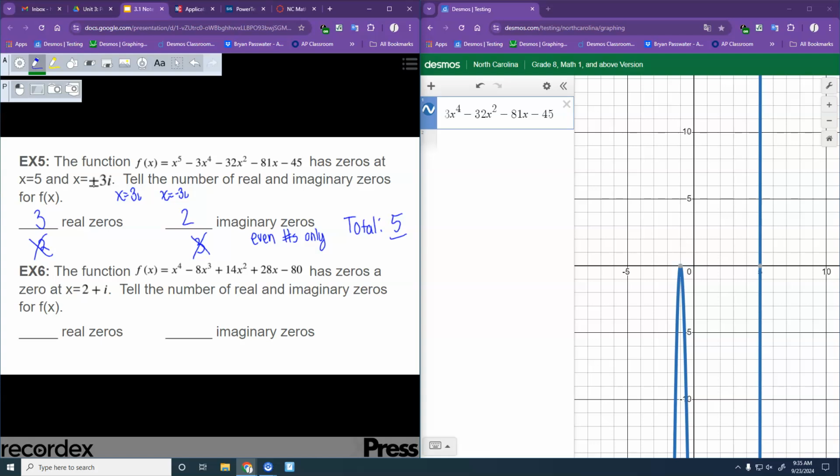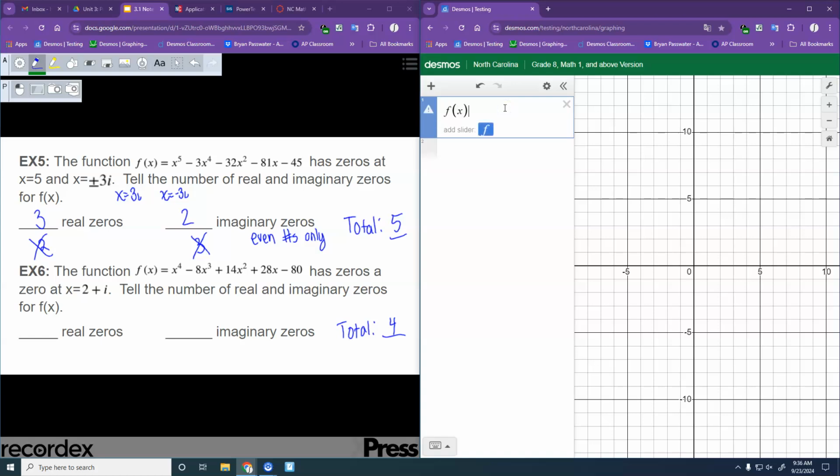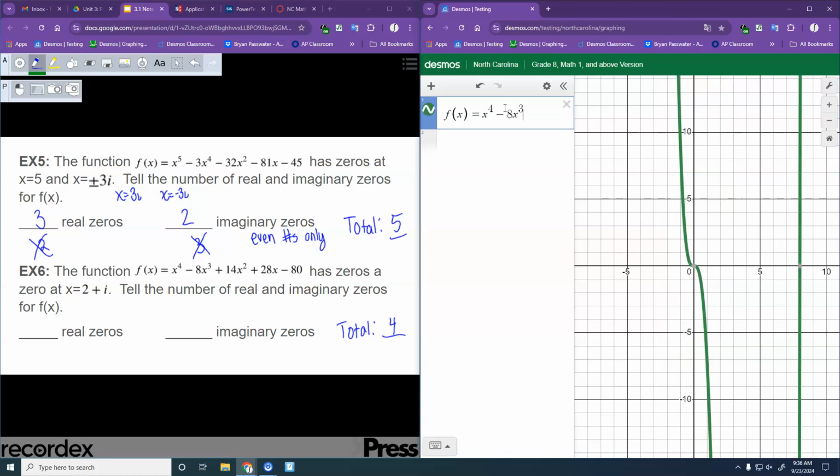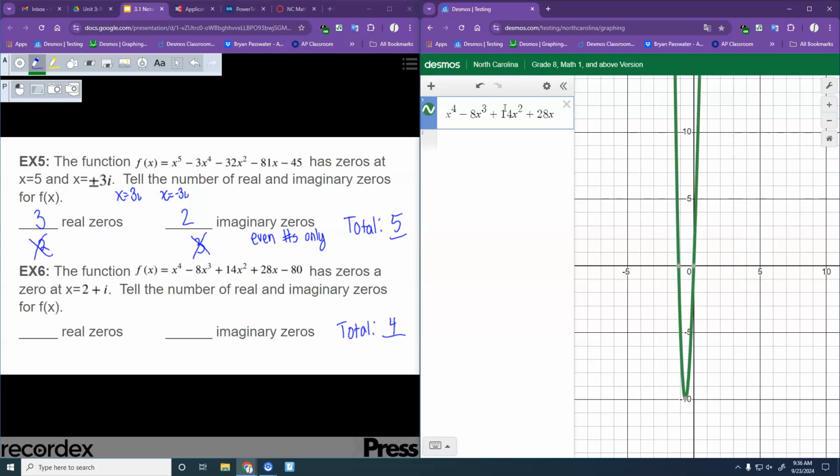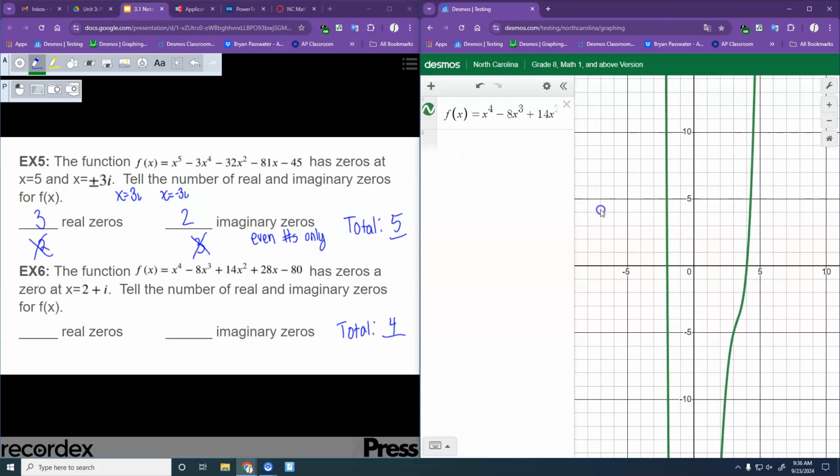Okay. Let's look at 6. What degree do I have on that polynomial? 4. So what's the total going to be? It's going to be 4, right? So the total has to be 4. If I graph it really quickly, f of x equals x to the 4th minus 8x to the 3rd plus 14x to the 2nd plus 28x minus 80. All right, how many zeros do I see?